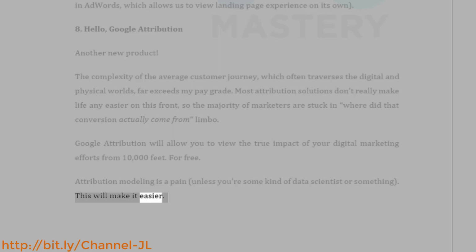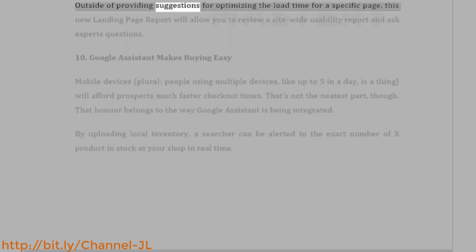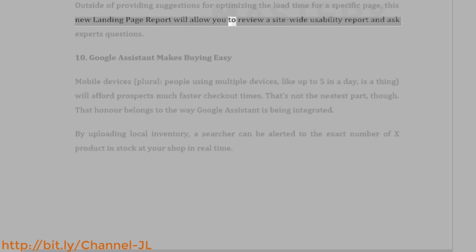This will make it easier. 9. New landing page report. Google has baked a nuanced, upgraded version of the page speed tool right into the new AdWords UI. Outside of providing suggestions for optimizing the load time for a specific page, this new landing page report will allow you to review a site-wide usability report and ask experts questions.